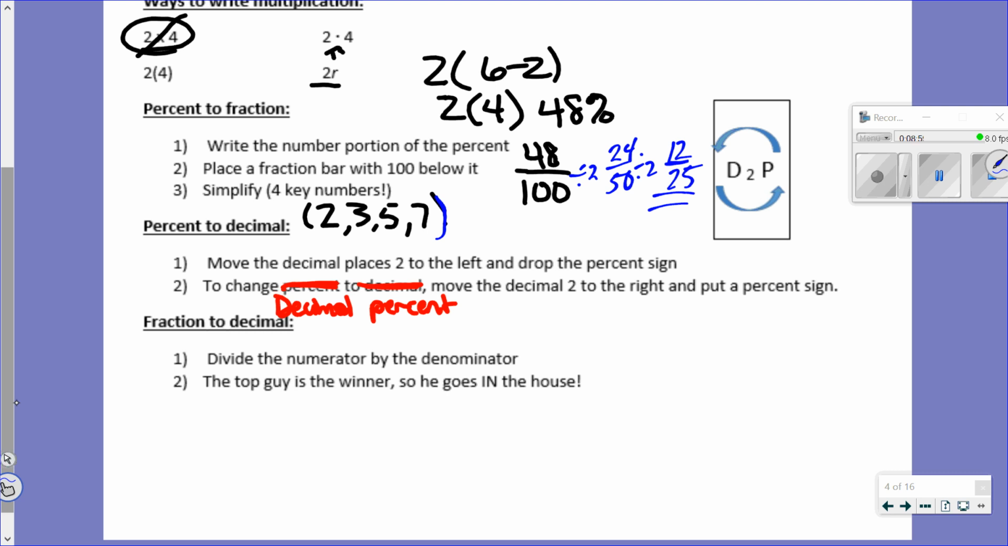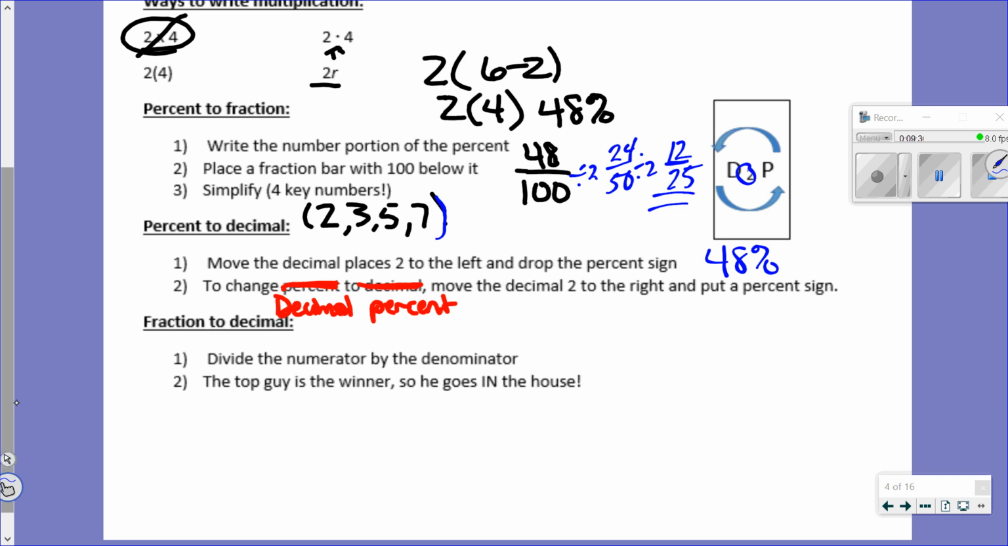So again, let's start with our 48%. Okay? In our 48%, if I'm going percent to decimal, I'm going to move the decimal 2 places to the left. And then I'm going to drop the percentage sign. So that's what this means. It's going decimal to percent. I'm going to move it 2 places. Why? Because it's out of 100. And when I multiply or divide by hundreds, it just means I'm moving my decimal twice. The figure shows you which way to go.